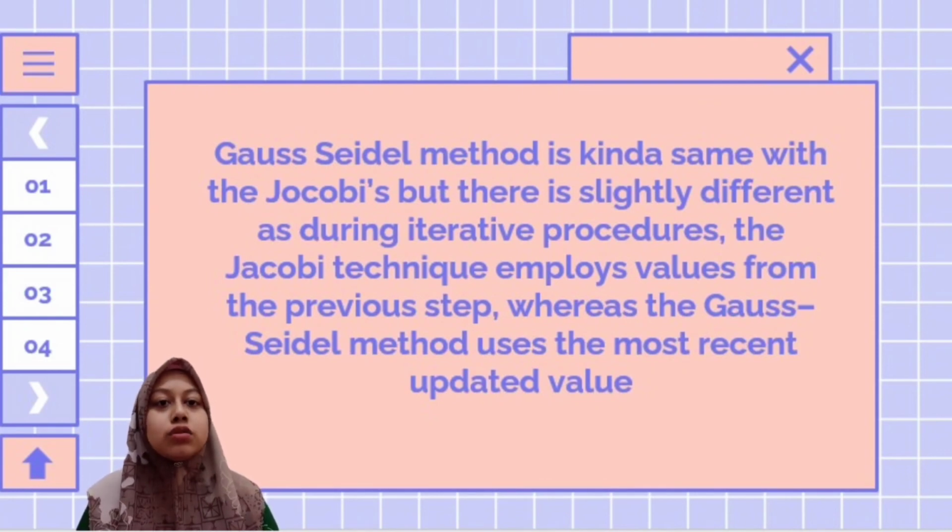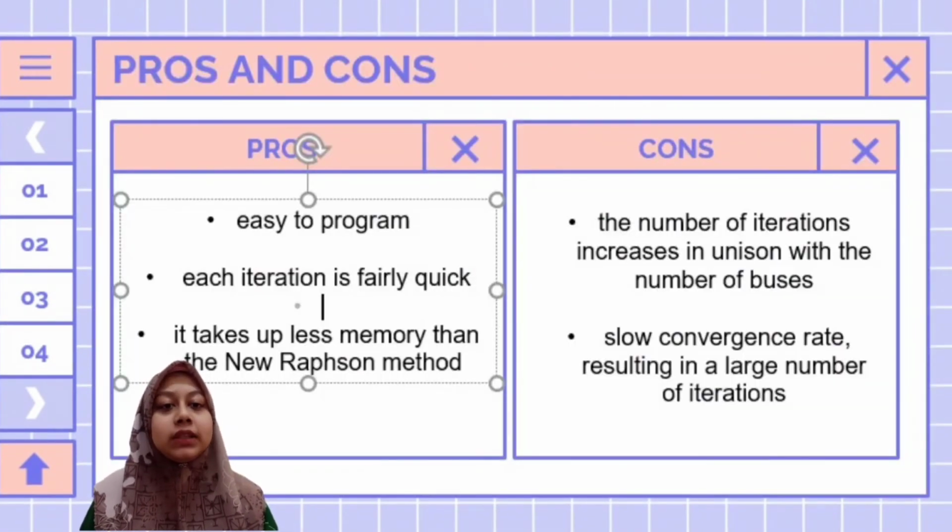This method is also very similar to Jacobi's method, but the difference is that Jacobi's employs value from the previous step, while Gauss-Seidel uses the most updated value. The advantages of using this method are that it is easy to program and it takes up less memory than Newton-Raphson method. But the disadvantage is that with a large number of iterations, the convergence rate is slow.